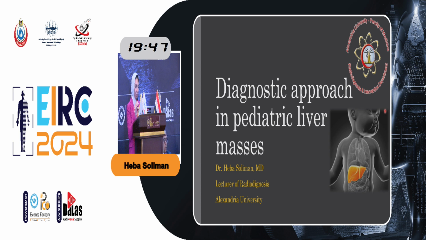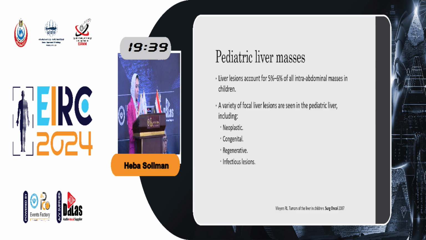Aida, for the invitation. I will talk about the diagnostic approach in pediatric liver masses. Liver lesions account for 5 to 6% of all intra-abdominal masses in children. A variety of focal liver lesions are seen in the pediatric liver, including neoplastic, whether benign or malignant, congenital, regenerative, or infectious lesions.